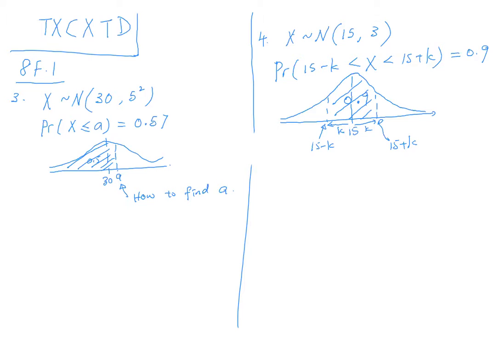I let you go and settle. There are many ways of doing it. See how you want to do it. So this area will be 0.05. This area also 0.05. Now based on the area I shaded, you try to figure out how to get K. You either can get the value of 15 plus K or 15 minus K.